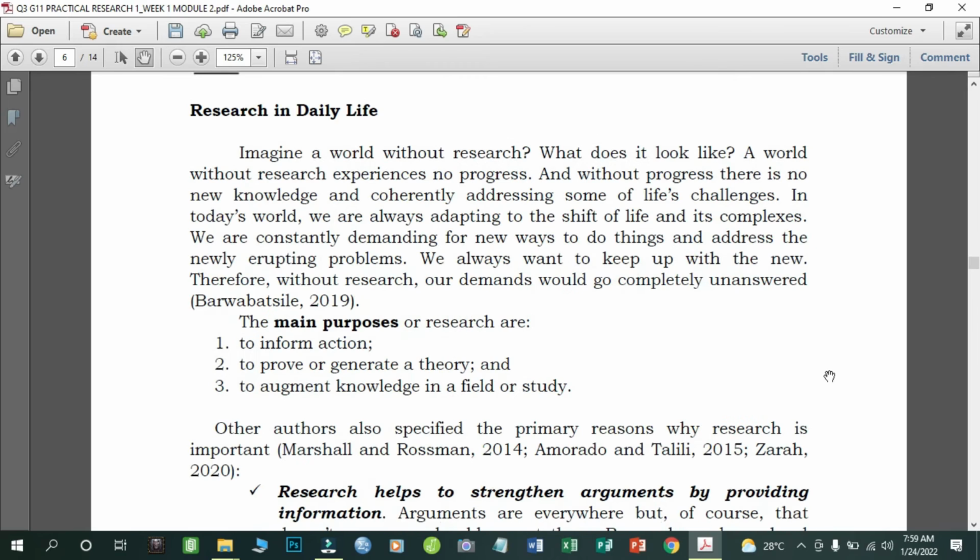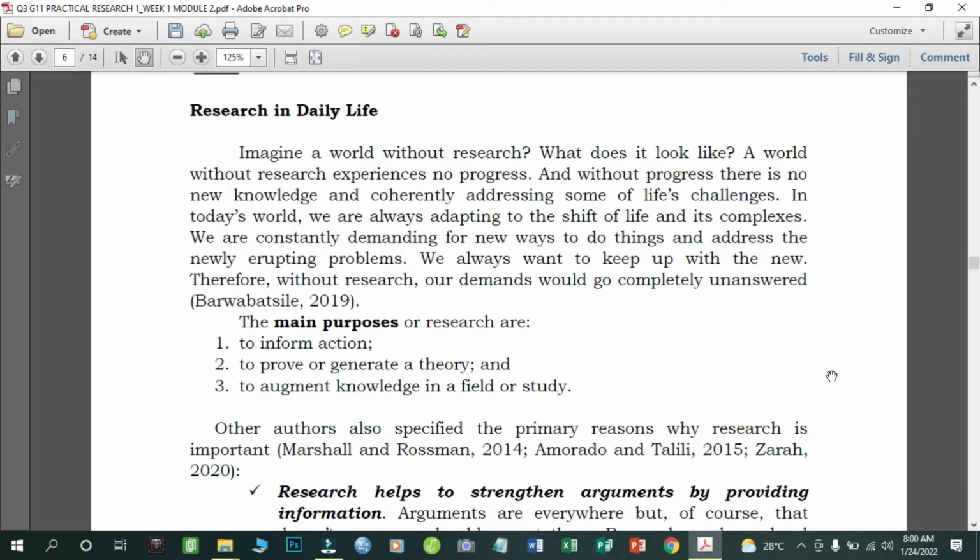So let us now study. What is research in daily life? Imagine a world without research. What does it look like? A world without research experiences no progress. And without progress, there is no new knowledge and no way of addressing some of life's challenges.